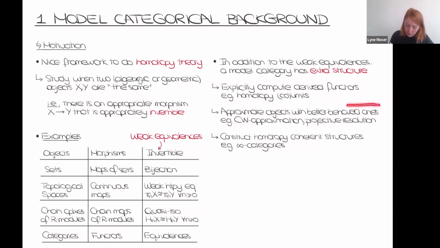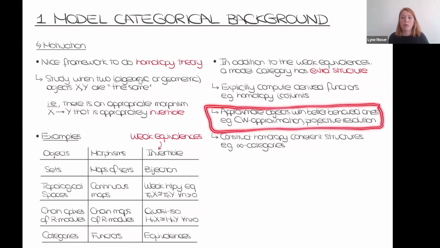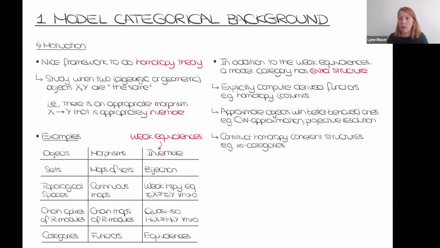And another thing that you can do, for example, is approximate objects with better behaved ones. For this, I want you to think, for example, if I have a topological space, and I'd like to find a homotopy equivalent space, which is a CW complex instead. So this would be one type of approximation that I can do in a model structure, CW approximation.